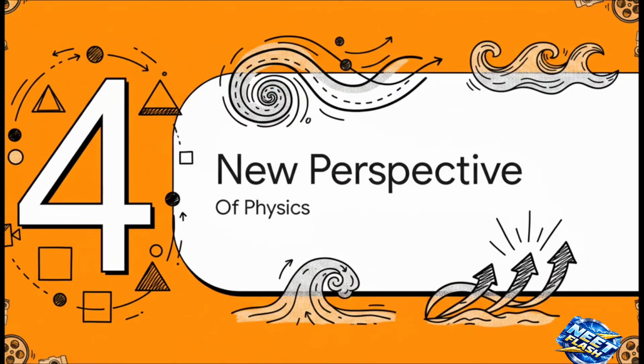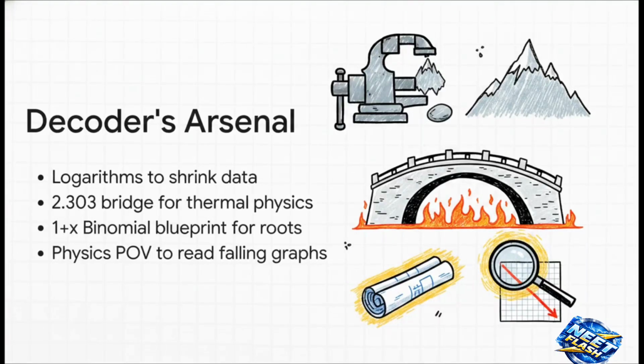Okay, bringing it all together now, let's head into our final chapter, the new perspective of physics. It's time to quickly take stock of what we've achieved here. Just look at the decoder's arsenal you've acquired today. You now have logarithms to shrink literal mountains of raw data. You hold the 2.303 bridge to effortlessly conquer thermal physics equations. You've got that 1 plus x binomial blueprint to solve impossible roots straight in your head. And you're armed with the physics POV lens to finally reveal the true physical meaning of falling graphs. Seriously, that is a massive upgrade to your problem-solving toolkit.